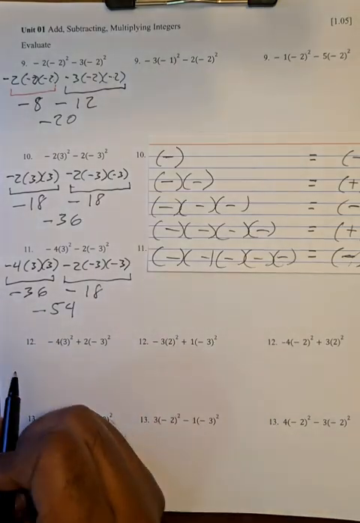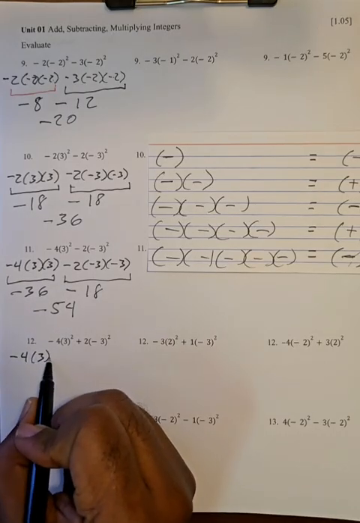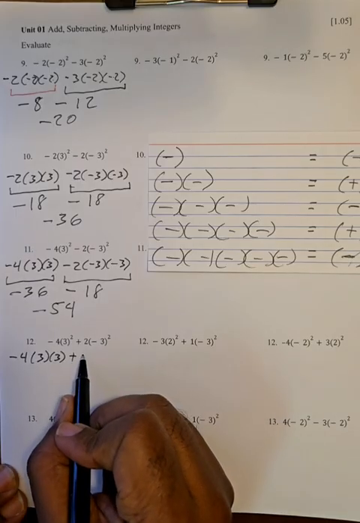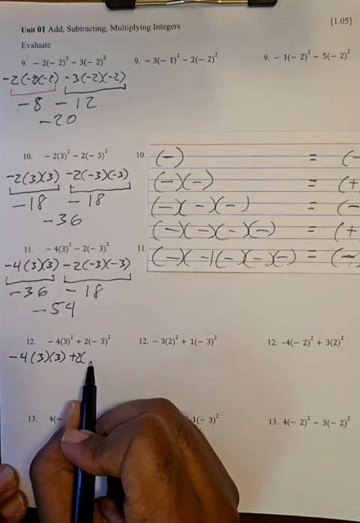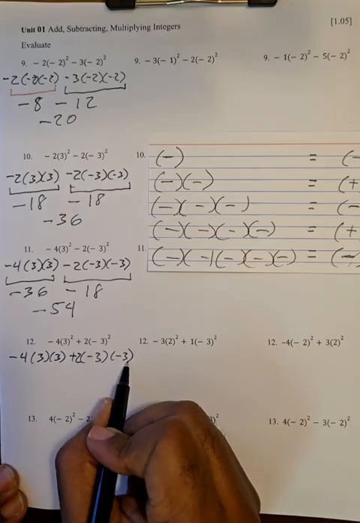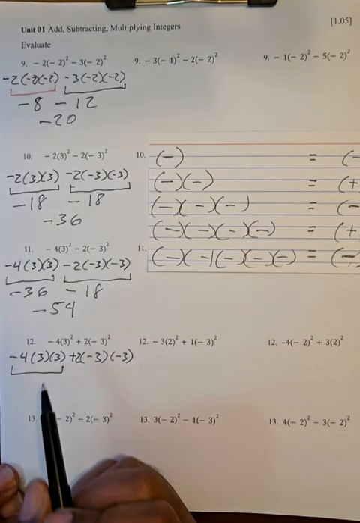Okay, expanding this, we have a negative 4. And we have a 3 and a 3 in parentheses. A plus here, and now a 2, a negative 3, and a negative 3. Okay, so we have all expansion there. So let's multiply these first.